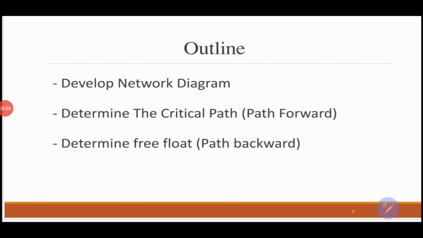What is our outline for today? The first topic we're going to cover is developing the network diagram, determining the critical path, and that will be the path forward, and determining the free float, and that's going to be the path backward.